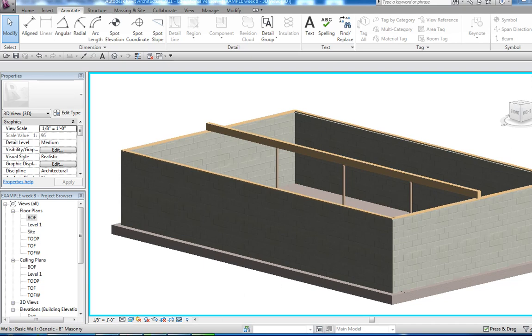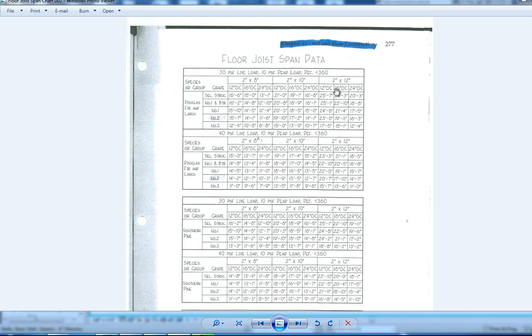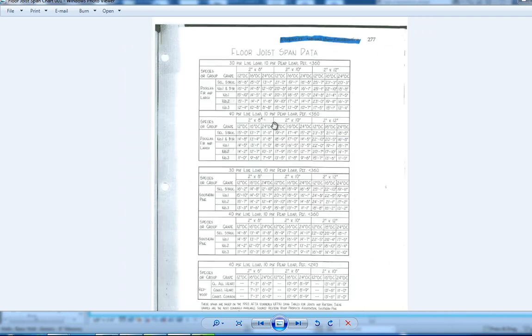To find that out, we'll go straight into our floor joist span data chart, and this is on Blackboard, and you can open up the attachment and look at this. The first thing we need to look at is how much load is going to be sitting on top of this floor. A typical residential structure is either 30 pounds per square foot live load with a 10 pounds per square foot dead load, or 40 pounds per square foot live load and a 10 pounds per square foot dead load.